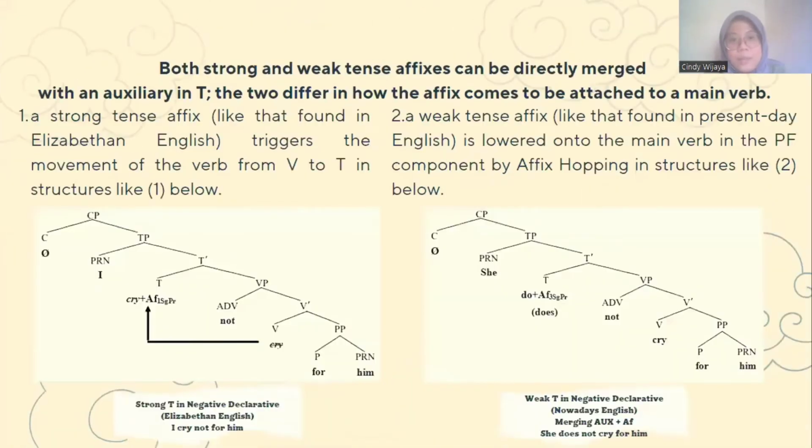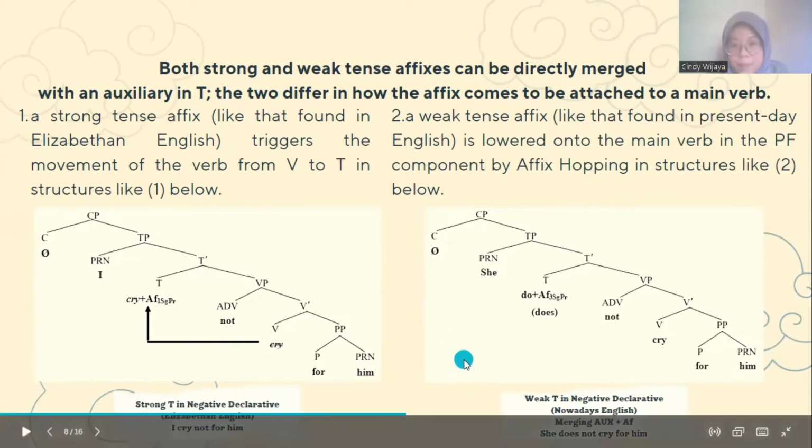So both strong and weak tense affixes can be directly merged with an auxiliary in T, and the two differ in how the affix comes to be attached to a main verb. So the first, a strong tense affix like that found in Elizabethan English, triggers the movement of the verb from V to T in structures like below. And second, a weak tense affix like that found in present-day English is lowered onto the main verb in the PF component by affix hopping in structures like this.